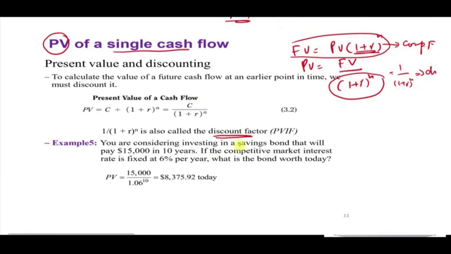Okay, so let's take an example. You are considering investing in a saving bond that will pay 15,000 in 10 years. So 15,000 in 10 years. So if the competitive market interest rate is 6%, what is the bond worth today? Today means we need to find the present value. Okay, so that's a very simple thing. If you put the information in the formula, it would be this answer.